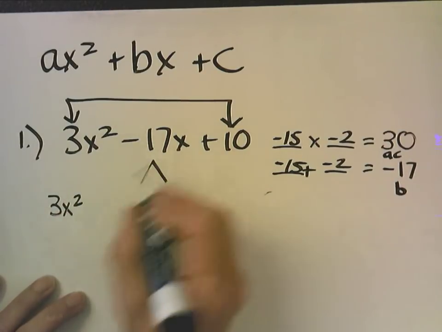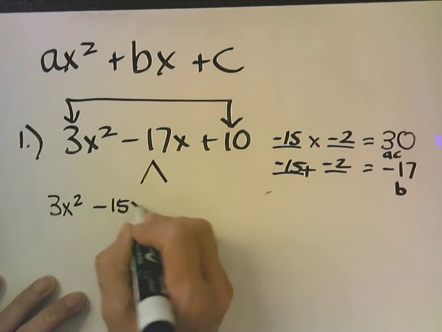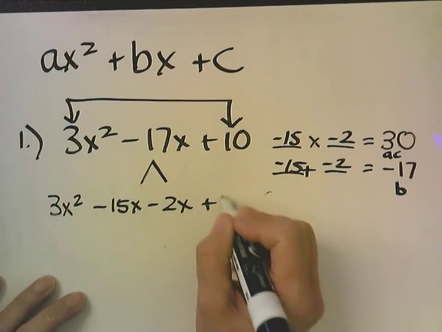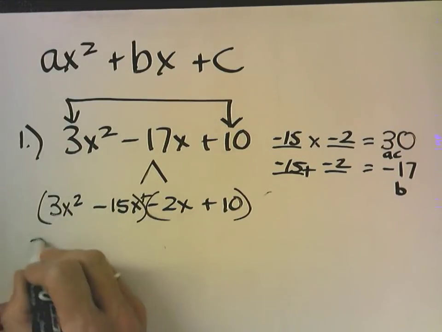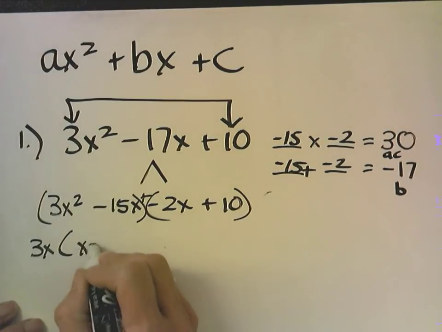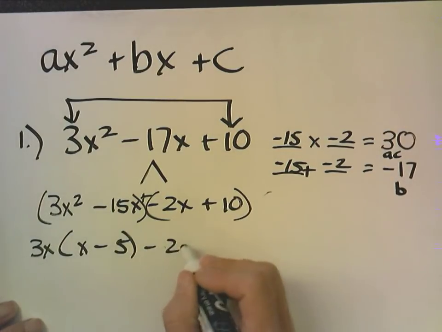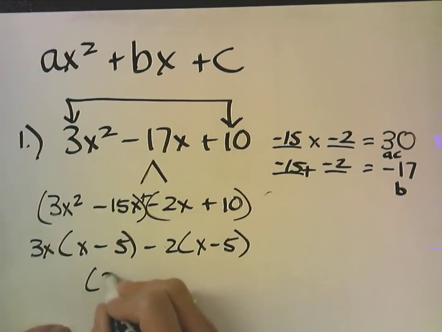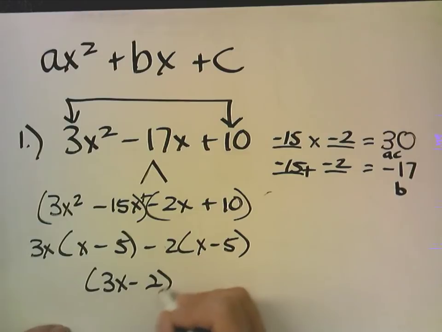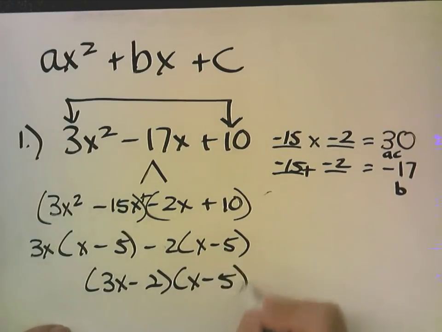You're going to write negative 17x as negative 15x minus 2x plus 10. And we factor by grouping. I take out a 3x, I get x minus 5. Take out a negative 2, and I get x minus 5. And this becomes 3x minus 2 times x minus 5. And then you can mentally FOIL it to make sure you're right. 3x squared minus 15x minus 2x is negative 17x plus 10.